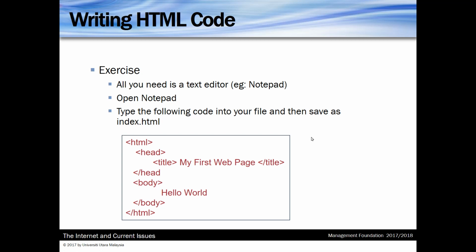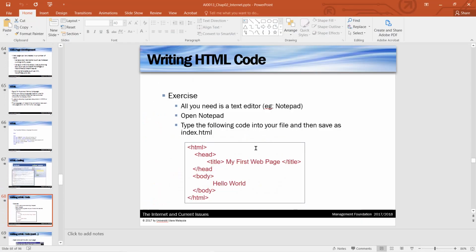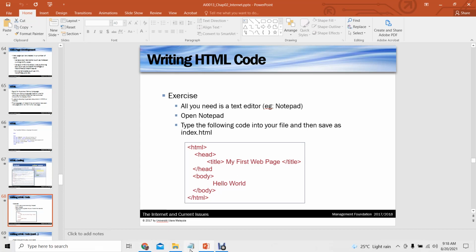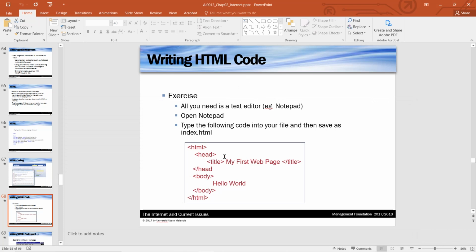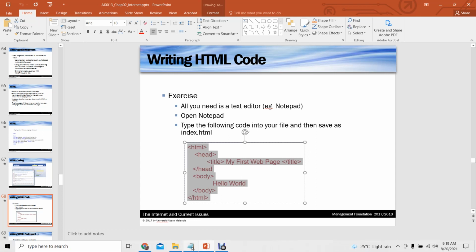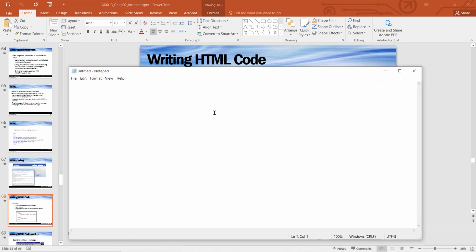Now let us do some exercise. We want to write hypertext markup language code. What we need is a text editor, for example Notepad. So open Notepad. This is my Notepad. Type the following code into your file and then save it as index.html. So I copy this one, open Notepad, and then write this hypertext markup language.